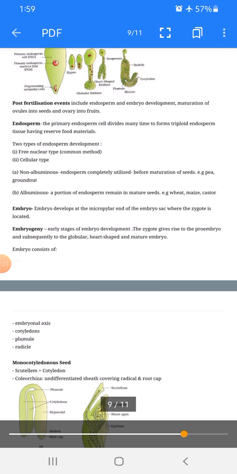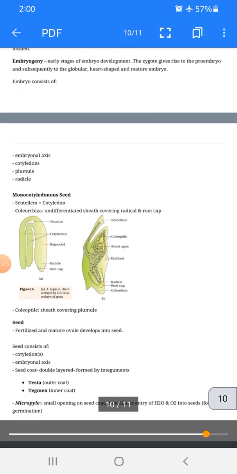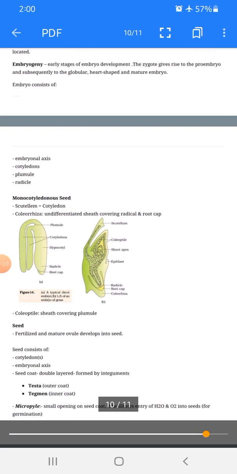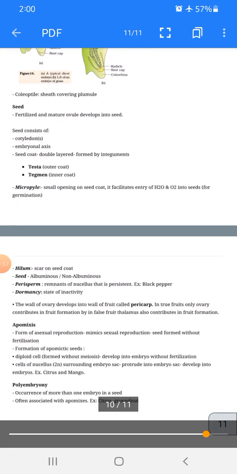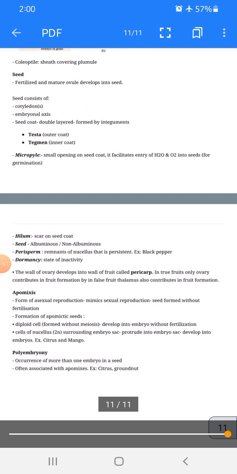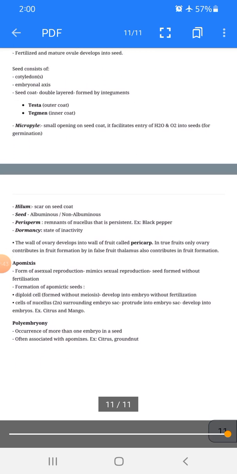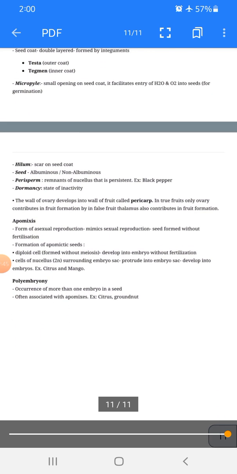Embryogeny is the early stages of embryo development. The embryo consists of the embryonal axis, cotyledon, plumule and radicle. Monocotyledon seeds contain scutellum, cotyledon and coleorhiza. A seed is a fertilized and mature ovule. It consists of cotyledons, embryonal axis and a double-layered seed coat formed by the integuments, that is testa and tegmen. The micropyle is a small opening on the seed coat that facilitates entry of water and oxygen into the seed for germination.